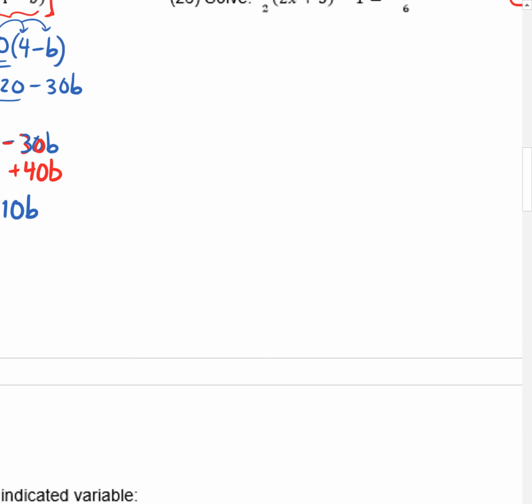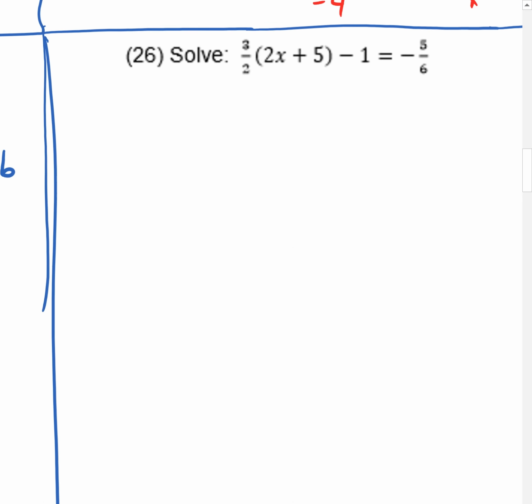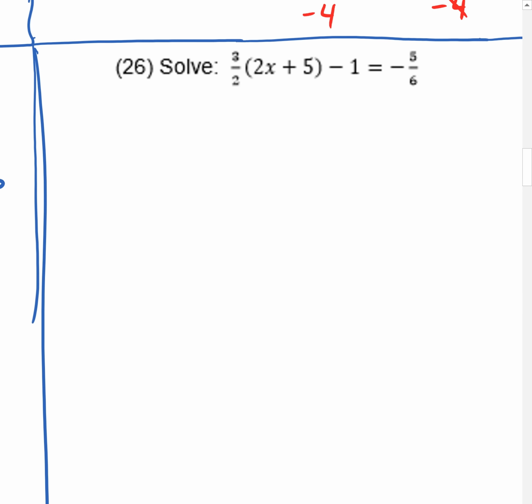Alright, let's try this last one here, and then we'll move on to the next page. 26, alright. We have a terrible fraction. I don't like that guy. 3 halves, and then another fraction on the right. Ugh. This might be one that's so complicated that I probably would multiply both sides by the LCD to get rid of those fractions. So between the denominators 2 and 6, the LCD would be 6. So I'm going to take that and multiply the entire equation by it. Let's see, I'm going to rewrite it one more time.